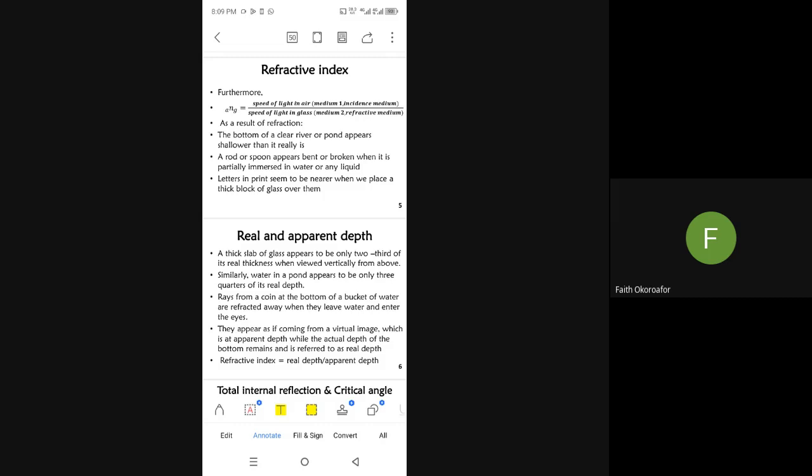Furthermore, the refractive index from medium air to glass is equal to speed of light in air, medium 1, the incidence medium, over speed of light in glass, medium 2, the refractive medium.